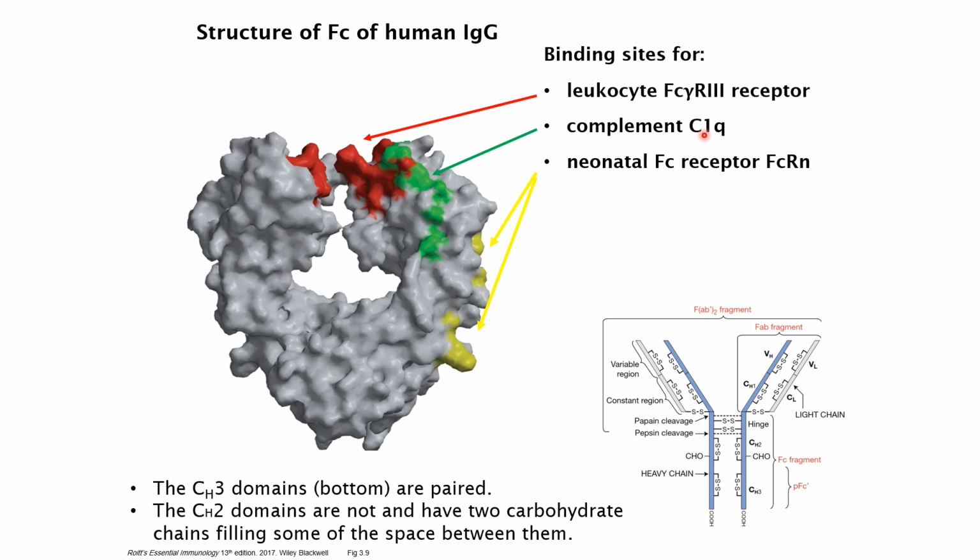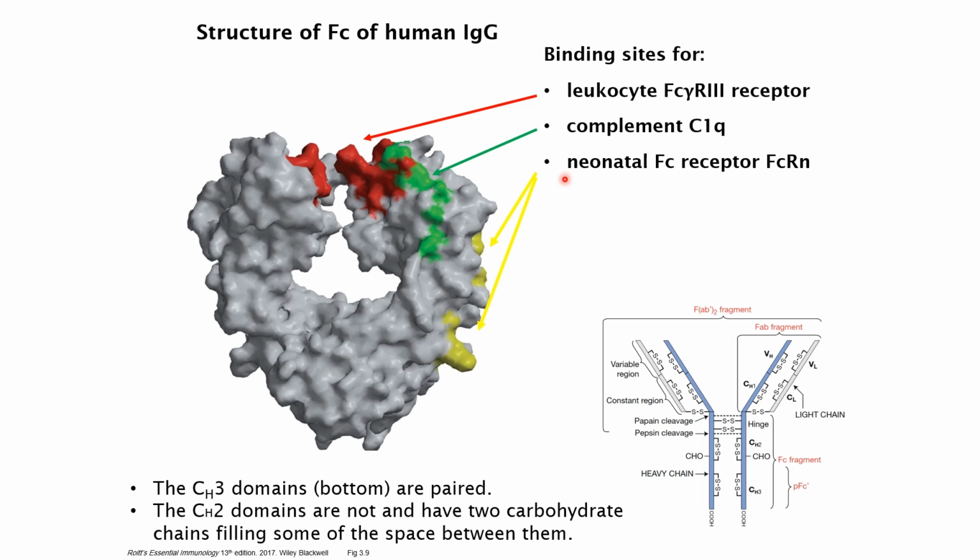Complement C1q, which is from the classical pathway, recognizes antibody which has been bound onto some pathogen, and that is mediated through this region here. Remember, all this is constant, so that means that complement C1q can recognize any antibody, in this case any antibody from this class. And here is the neonatal Fc receptor, FcRn for short, and that is recognizing here. When I say these colored regions, they are the regions where these various receptors or complement factors can bind.